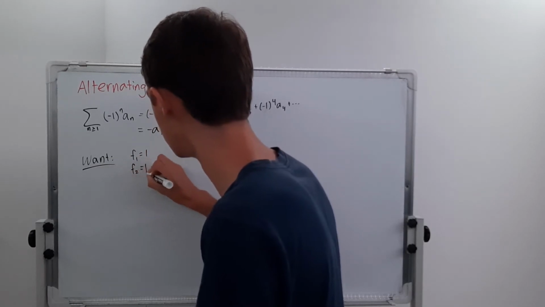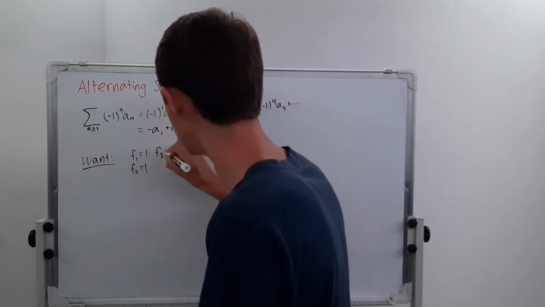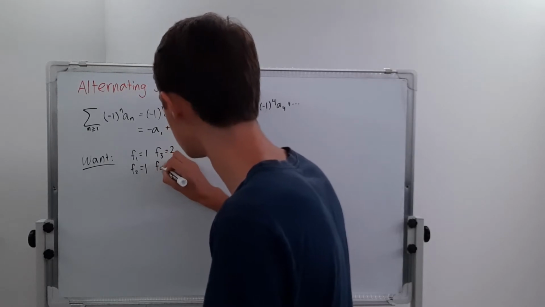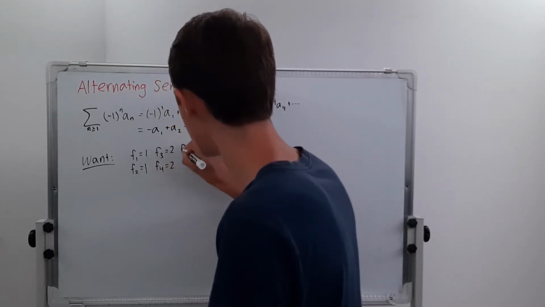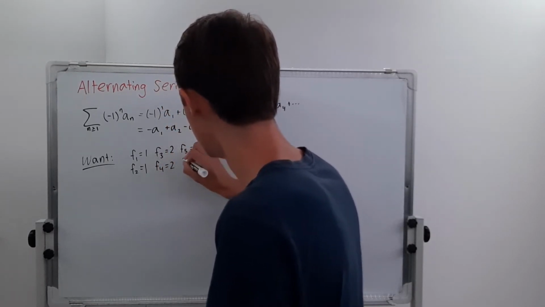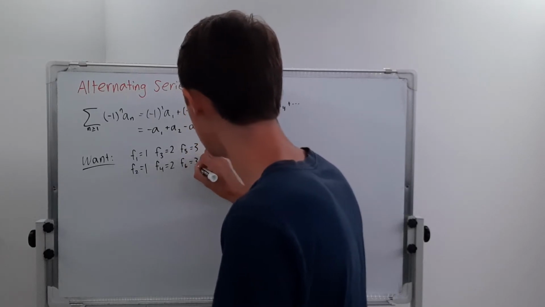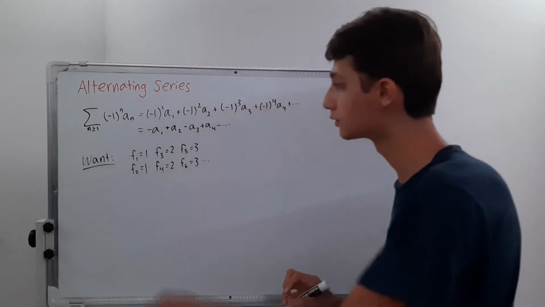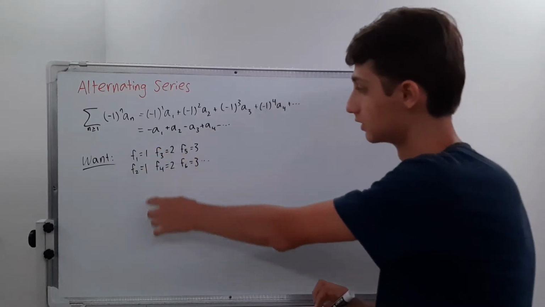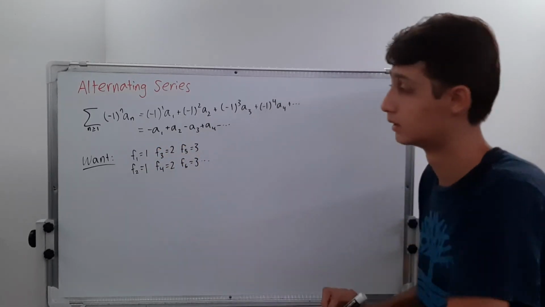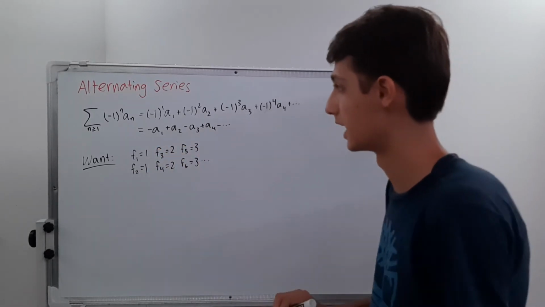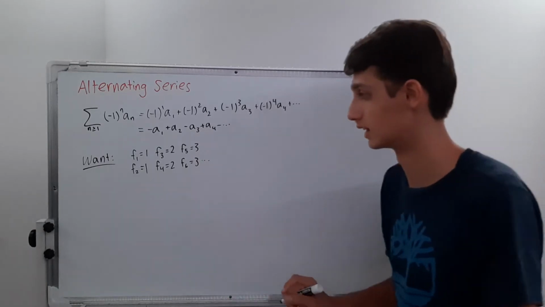f2 is also equal to 1. f3 is equal to 2. f4 is also equal to 2. f5 is equal to 3. f6 is equal to 3, and so on. And of course we can shift it over by saying this is 0, 1, 2, but that doesn't really matter as long as it just alternates in some way.